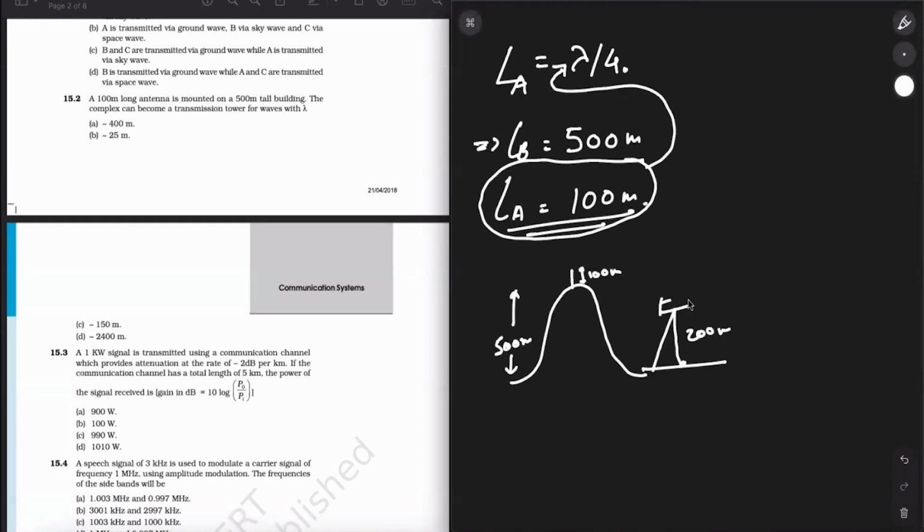It has a range. The 200-meter antenna will carry a higher lambda than this. Why? Because the other antenna is small. It is situated at a height, but actually the antenna is small. So, simple concept. Don't get confused between this. Okay, so solving it now.